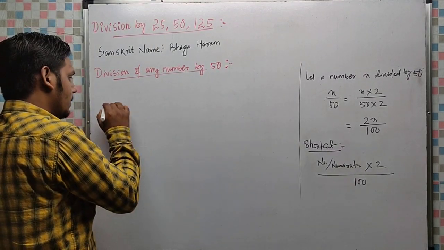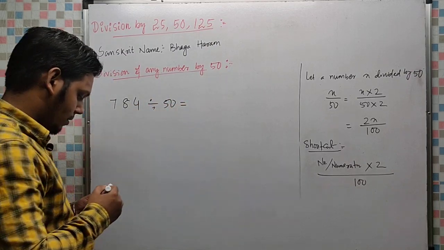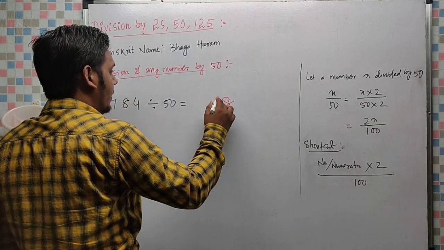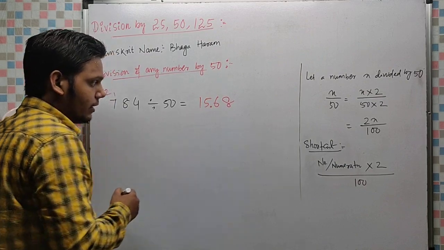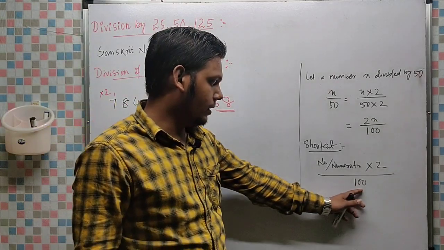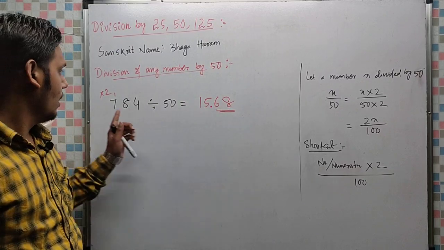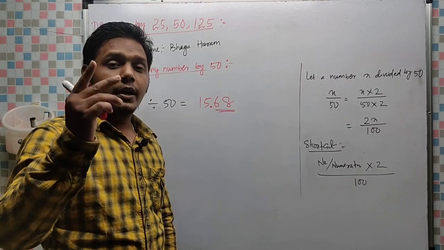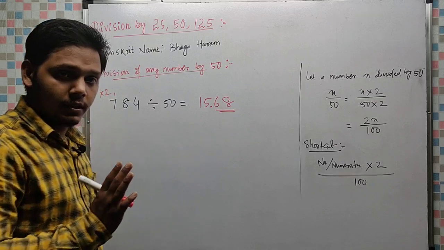Suppose it is given 784 divided by 50. 784 you have to multiply 2. 2 4 8, 2 8 16, 1 is 2, 7 41, 15. So here you have to put the decimal. 15.68. Because the denominator is 100, we have to keep 2 digit after decimal. That means whatever the product is coming, I have multiplied 2 with 784. The product is 1568. I have to keep 2 digit after decimal. So last 2 digit I will count and I have to put the decimal.